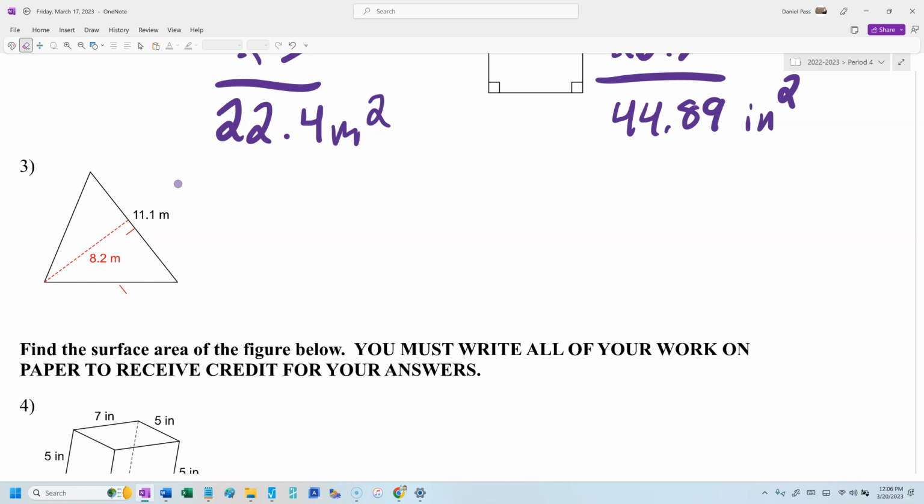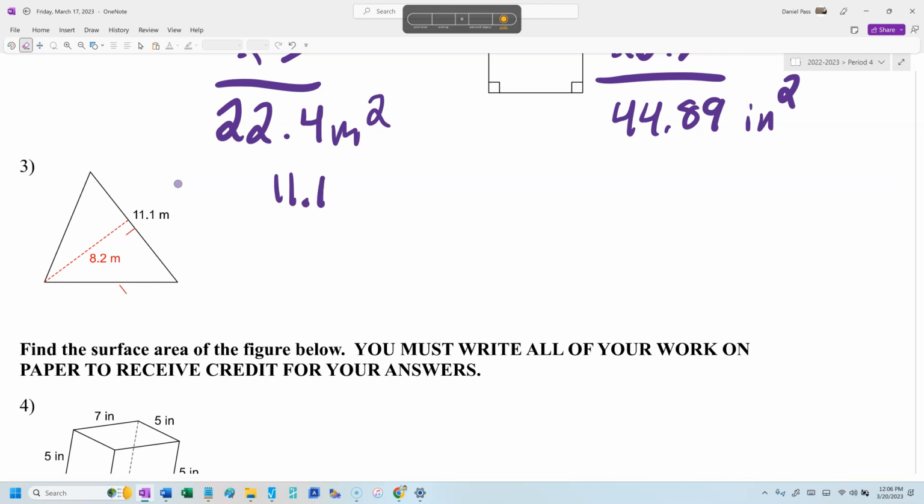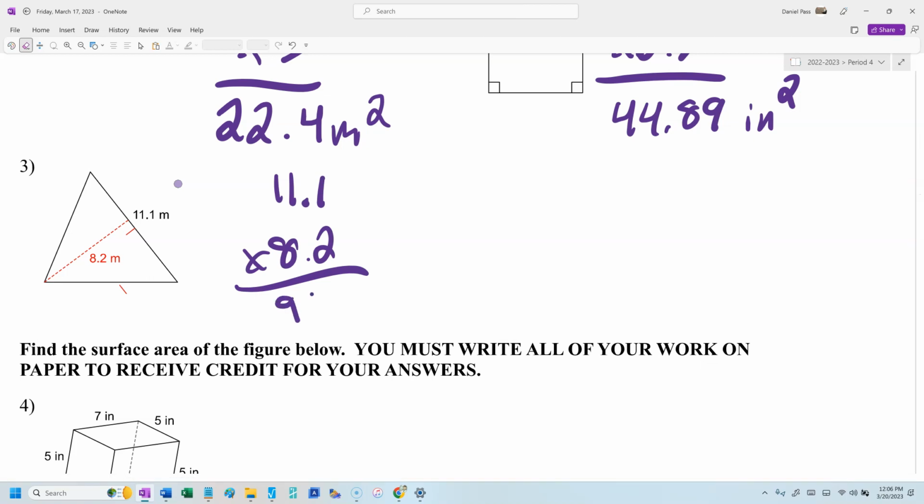Okay, how do we do it? You have to multiply 11.1 and 8.2. Okay, what do we get? We get 91.02. Okay, 91.02. That's correct.